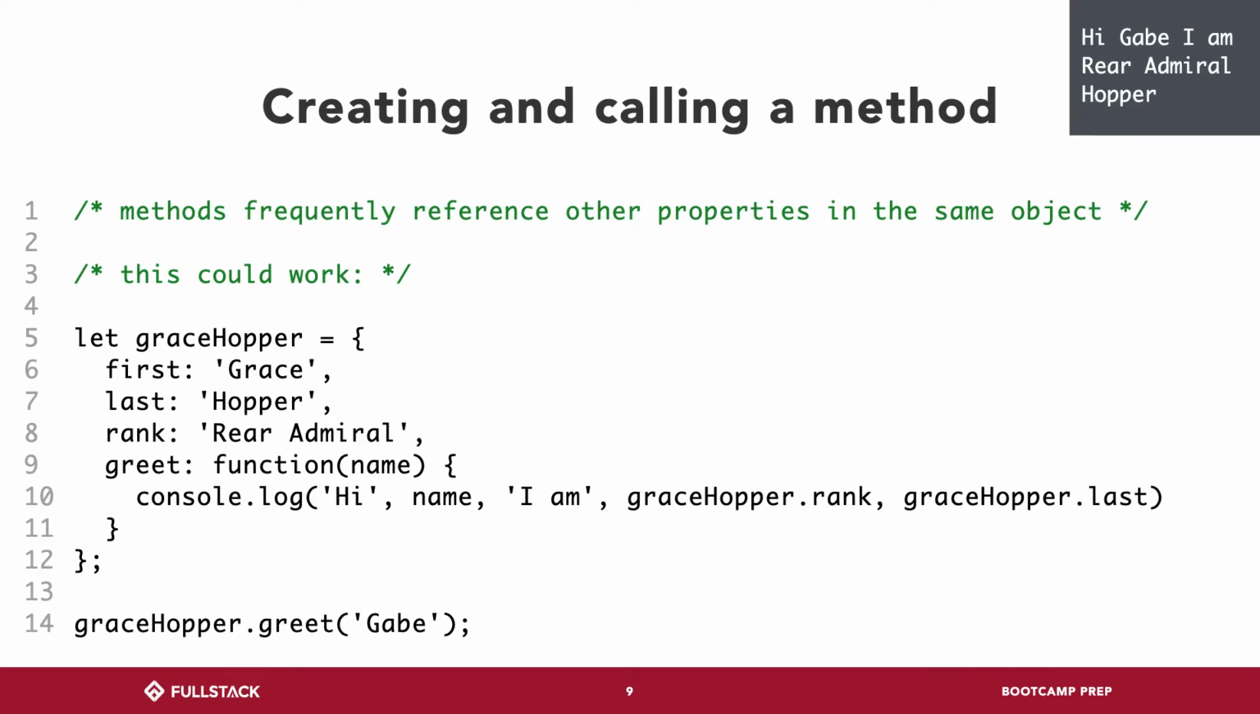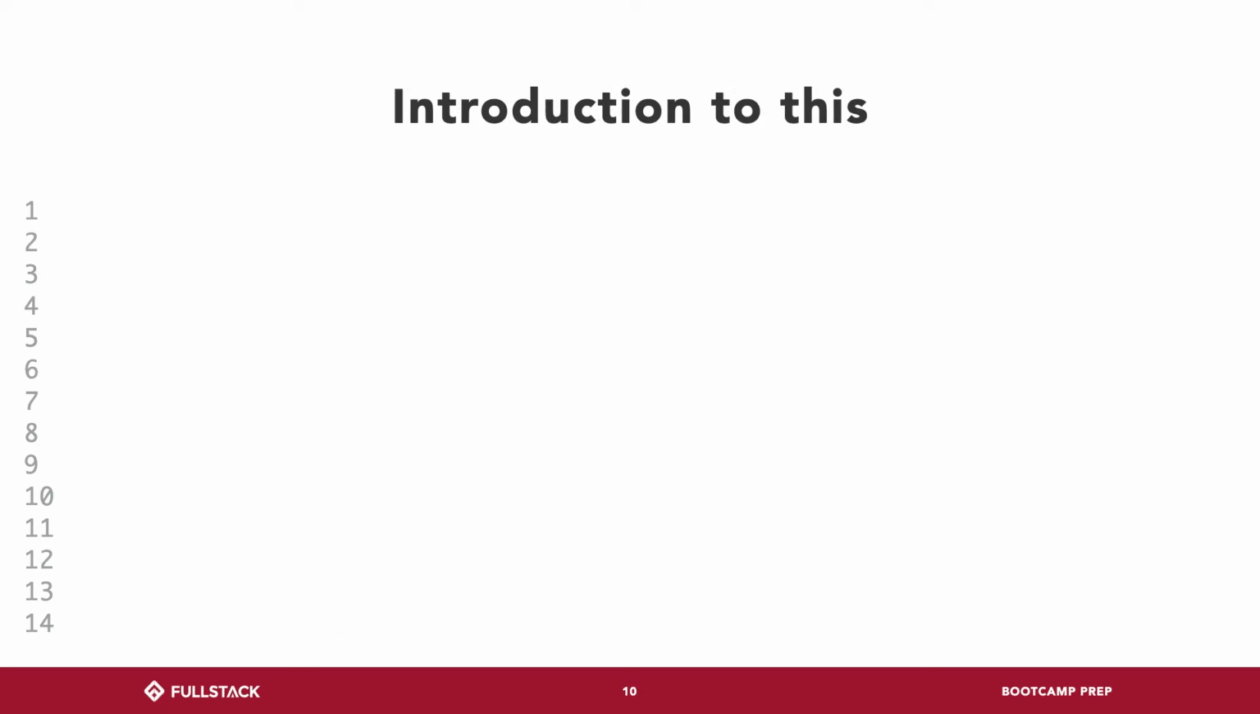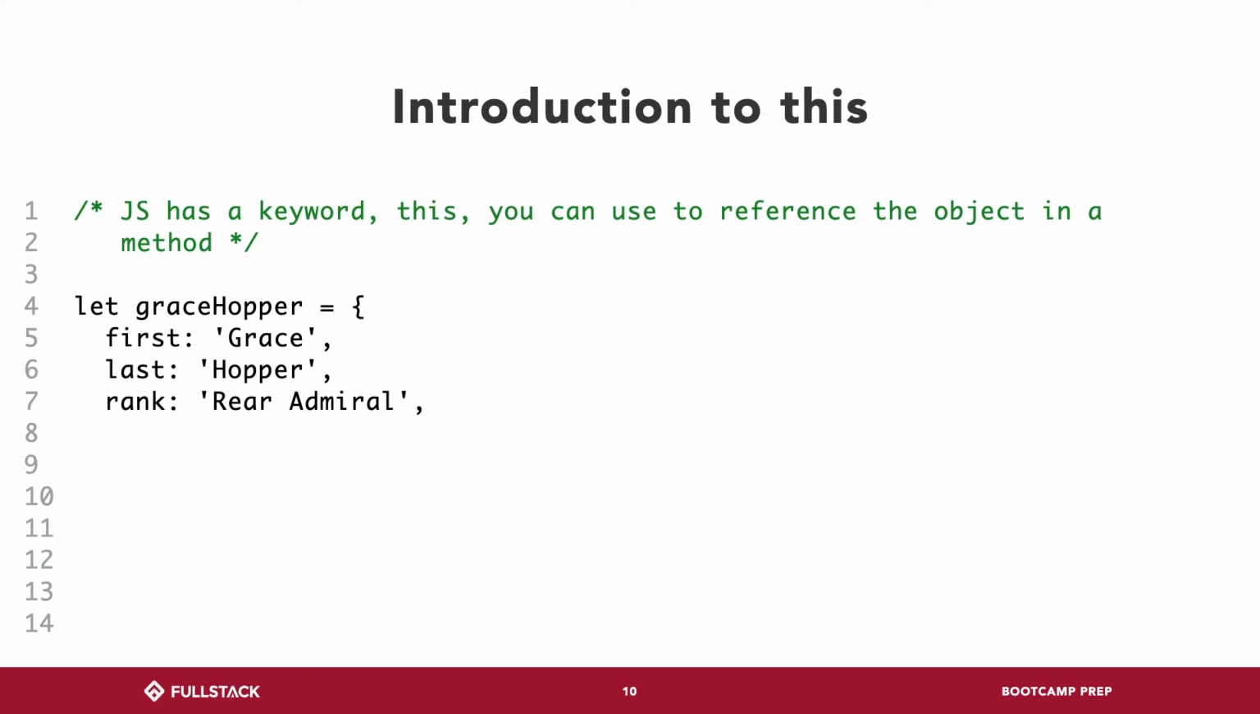We can also use the this keyword, right? And that is where I will introduce you to this again. And I won't run into any errors this time. JavaScript has a keyword this, and you can use that to reference the object in a method.